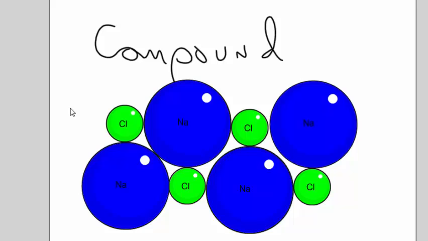Sodium and chlorine, totally different things. Sodium, soft, metallic. Chlorine, yellow gas. Both are poisonous. The sodium chloride, the compound, the sodium bonded to the chlorine, makes it a different thing with different properties.